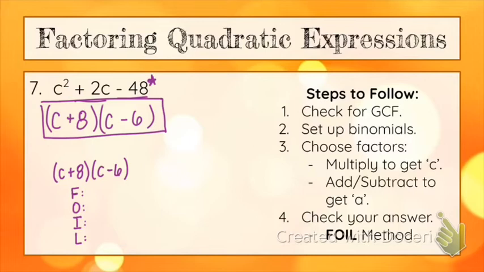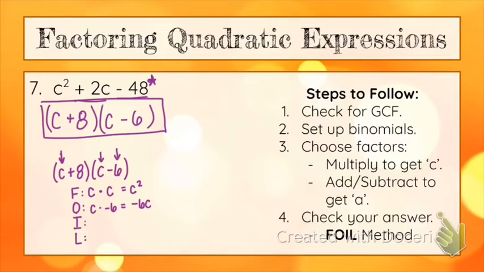And F stands for first. So you're going to multiply the first terms of each binomial. So C times C equals C squared. All right. Then we have the outside. O is for outside. So we want to multiply C times -6, the outside terms. So C times -6 equals -6C.